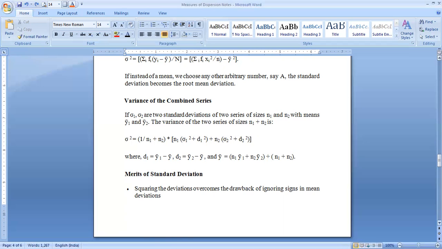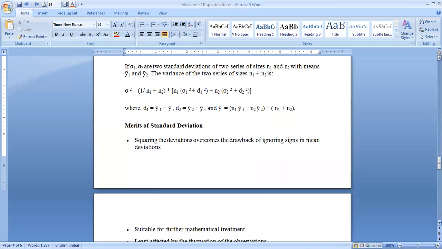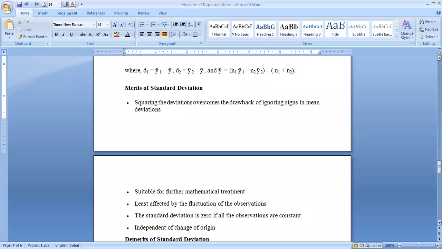Now next we discuss the merits and the demerits of the standard deviation. So first we take the merits of the standard deviation. Squaring the deviations overcomes the drawback of ignoring signs in mean deviation, and it is suitable for further mathematical treatment because we are taking the squaring terms here.